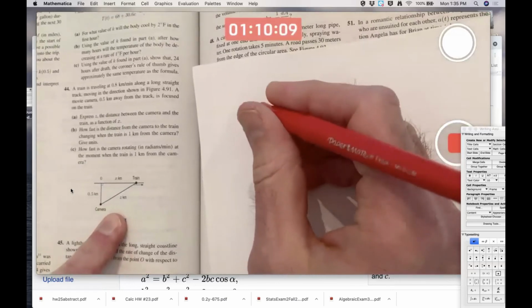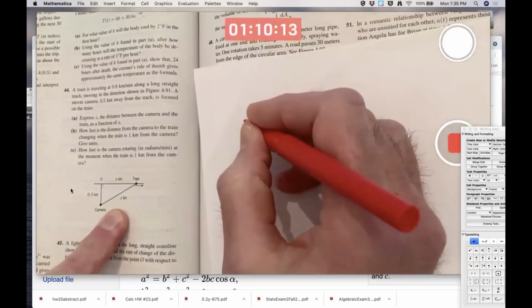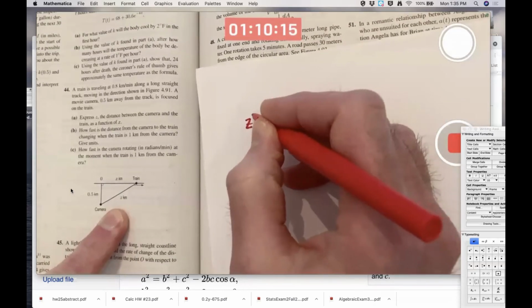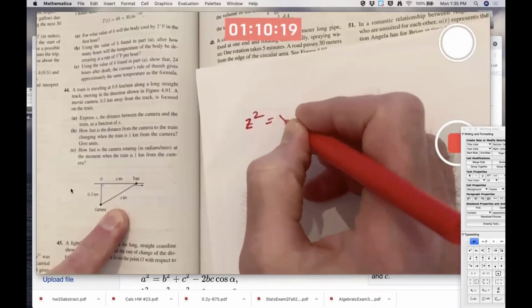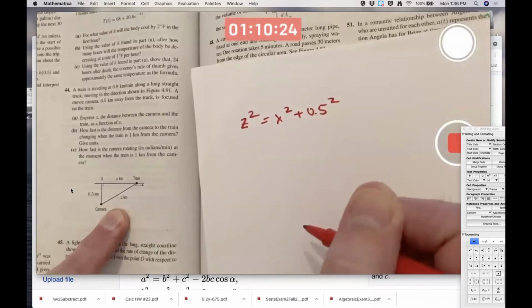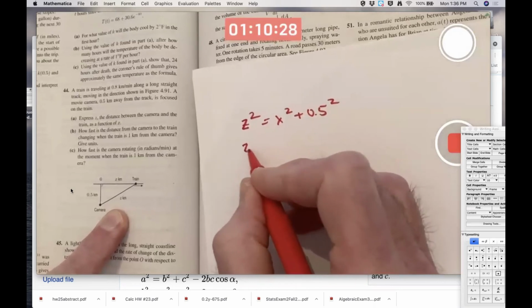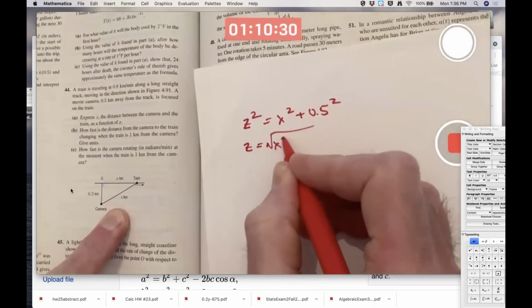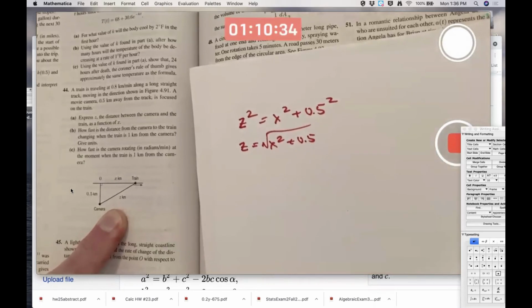So Pythagorean theorem, it's a right triangle, so we can use the Pythagorean theorem. We could say, for example, z squared, the square of the hypotenuse, is x squared plus 0.5 squared. And then you can take the square root to solve for z in terms of x. And I guess I've essentially done part A for you there.